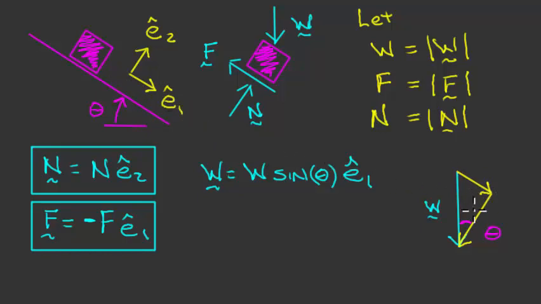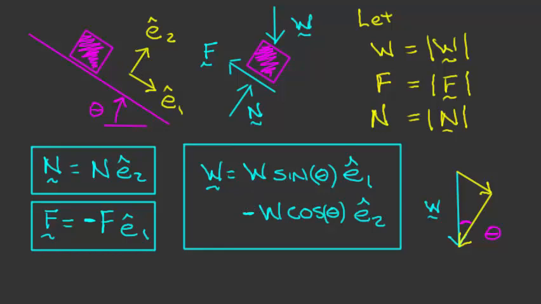The other piece is going to be the cosine because it's adjacent to the angle. So that I have W cosine theta, E hat 2. But notice this component of the weight is in the opposite direction as E hat 2. Therefore, I'm going to need a minus sign right there. And there's my answer. All right, so we should feel good about ourselves.